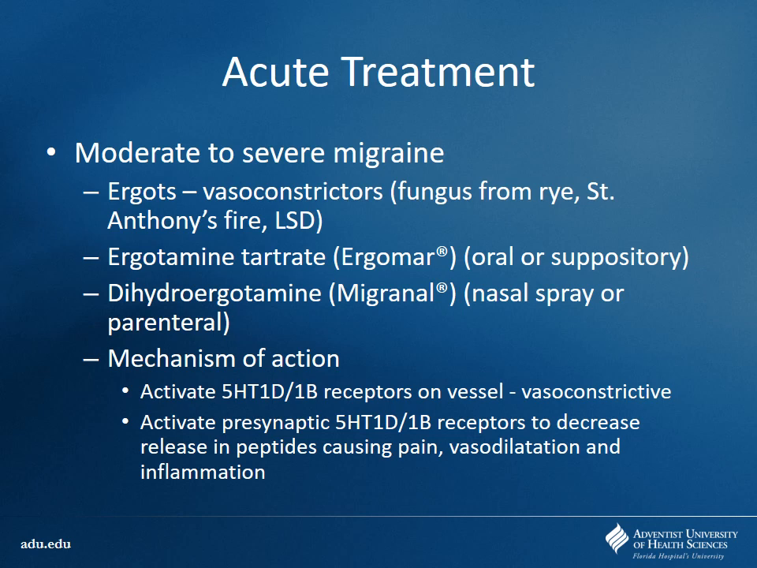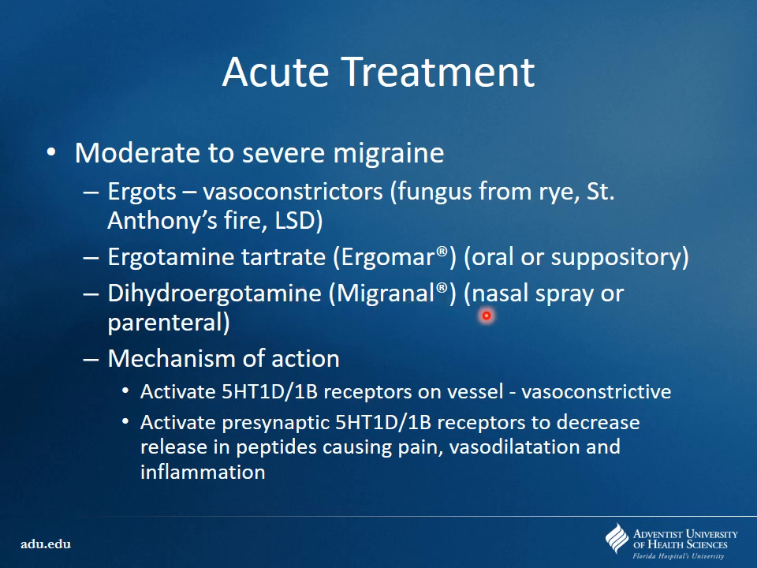Talking about the actual abortive treatment, the things that are really going to help knock this migraine down, we're going to have our ergots, which are vasoconstrictors, which we already talked about in the Parkinson section. We have two that fall into this category. We have ergotamine tartrate, or Ergomar, which either comes as an oral medication or a suppository. And then we have dihydroergotamine. Another name for this is DHE, based on the name there.